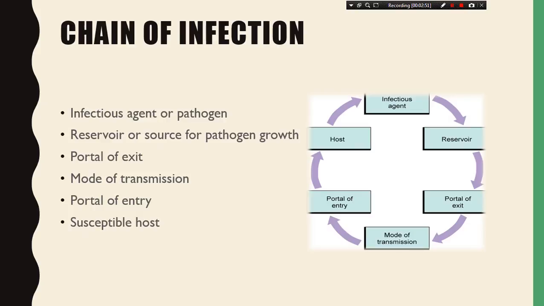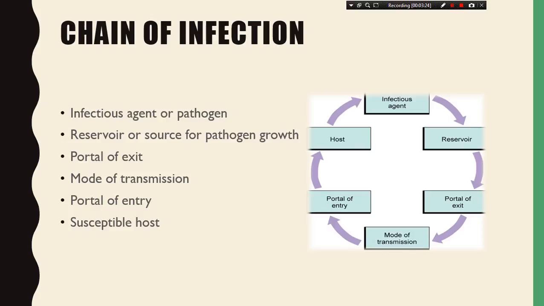Portal of exit sites include the skin and the respiratory, urinary, gastrointestinal, and reproductive tracts. For example, a patient with the influenza virus may release pathogens from the respiratory tract when they cough. Modes of transmission include contact, droplet, airborne, vehicles, and vectors. So you might contract an infectious disease by touching a table or object that was not properly disinfected. This would be an example of indirect contact.